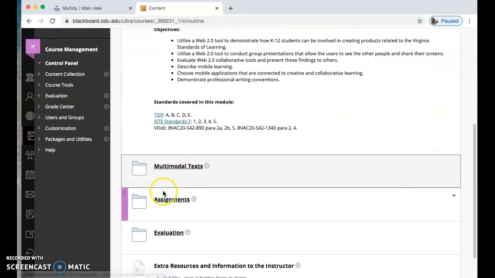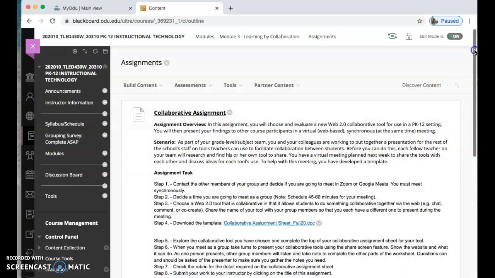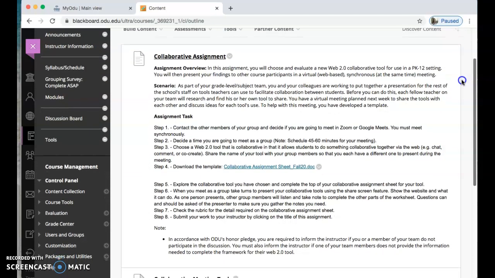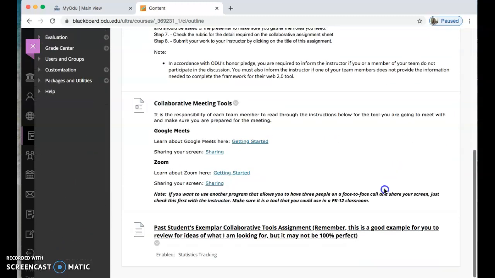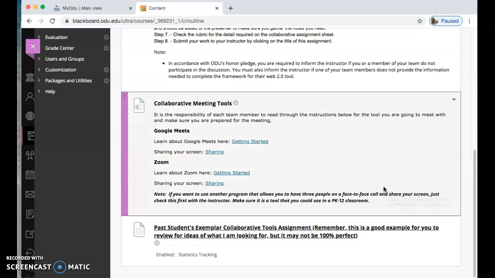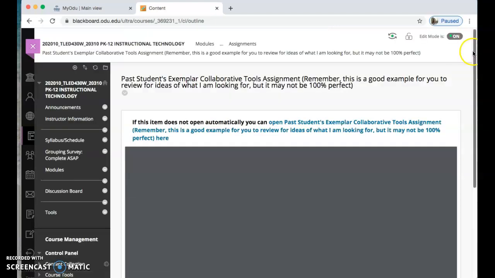So this assignment was for you to find a tool that your children could use collaboratively. And then you were being super collaborative yourself by having a teacher meeting with your friends and talking about the collaborative tools. It was sort of meta, right? You're collaborating while you talk about collaboration. So down here at the bottom, I always give you an example when possible. Let's take a look at it together.